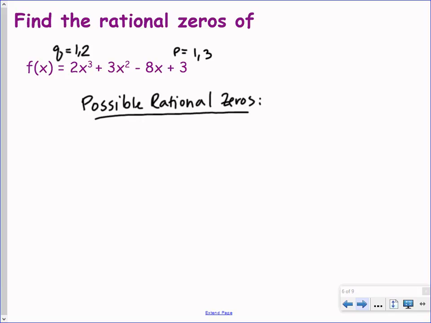And we want to set them up, remember, like p over q. So we're going to take 1 and 3 separately, and we're going to put them over 1. What else did you do when you made the list?